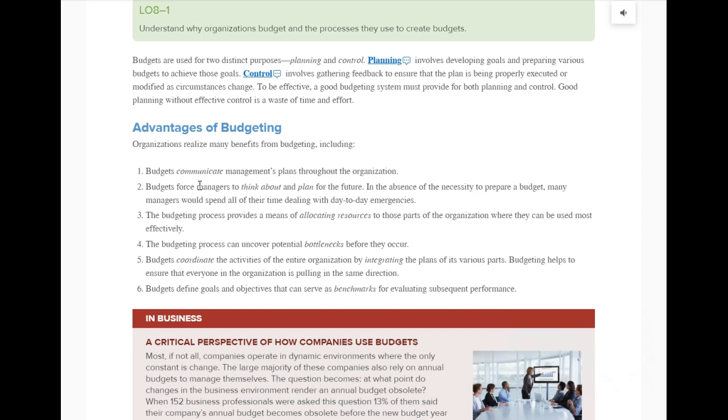Also, number two, budgets force managers to think about and plan for the future. And also number three, it's a means to allocate resources. Number four, look for potential bottlenecks. What this means is if you see that you're going to run out of raw materials you need for production in a certain month, you can plan ahead and purchase extra materials so you will not have that shortage. The same way works with cash. If you see somewhere during the year you're going to run out of cash, then you can plan on borrowing that money ahead of time.